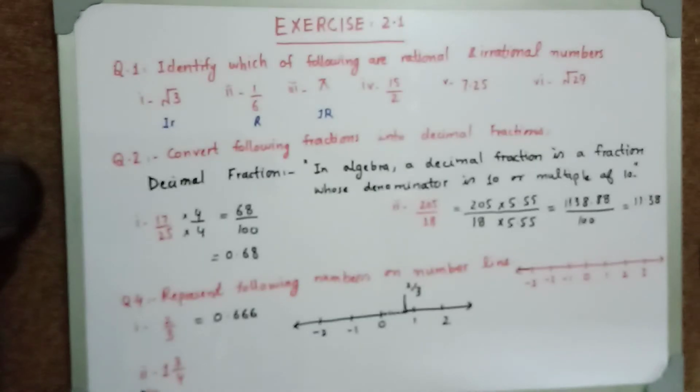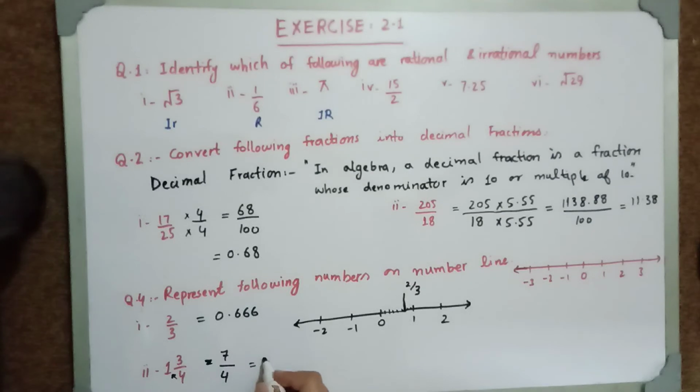Now the second part: you have a mixed fraction. Let's first convert it into a simple fraction. You know how we convert a mixed fraction to a simple fraction? You multiply the denominator by the whole number, so 4 ones are 4, and you add the 3 to this product. 4 plus 3 will be 7, divided by the denominator as it is. So this is your number. We're going to divide it to check what number it is. 7 by 4 comes out to be 1.75.